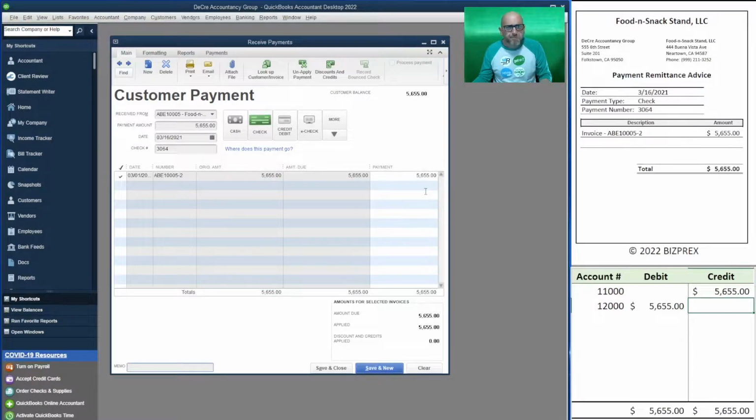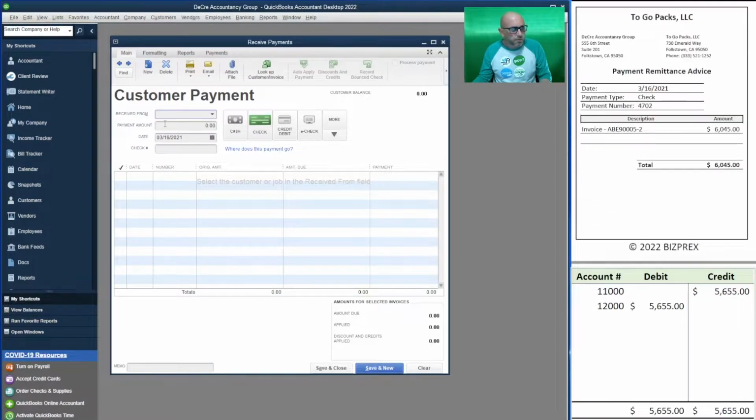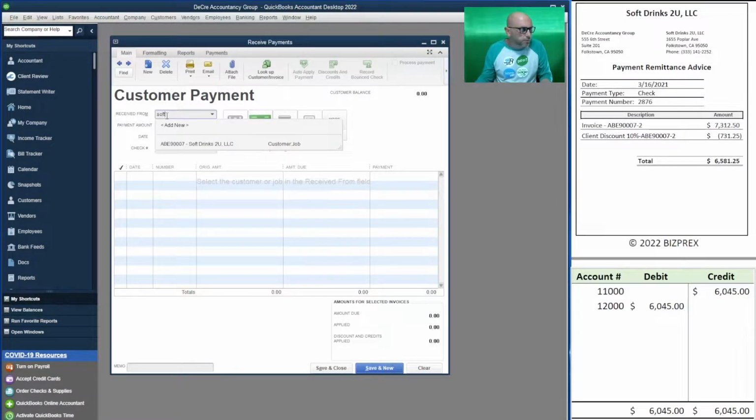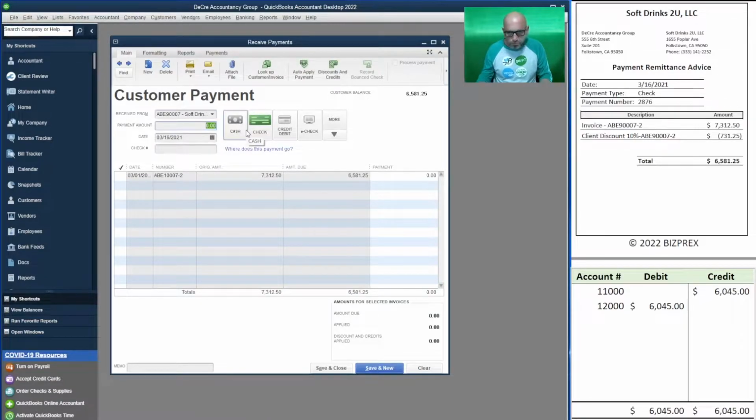This amount right here is a credit to 11,000, and this amount right here is a debit to 12,000. This one is from GoPax. And then this is the one with the credit, because you can remember, original amount, then we have our credit memo, and here it is, 658.25.